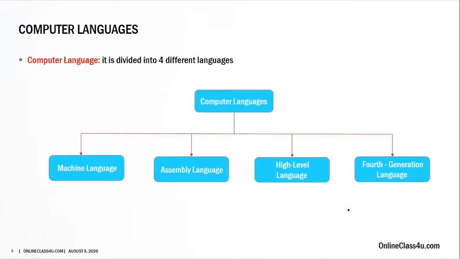Machine language is also known as the first generation language. This is the only language that the computer understands. It is in the form of 0 and 1, where 0 means off and 1 means on. Machine language has one advantage: it is of very high speed and very low memory utilization.